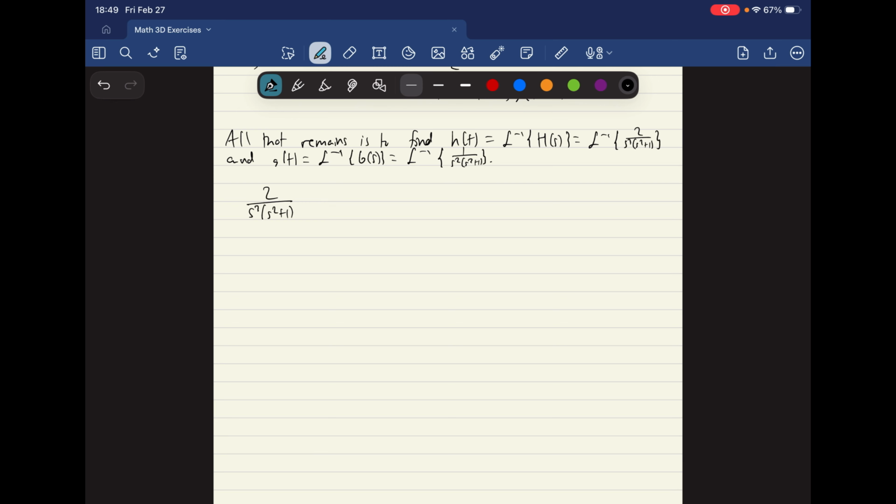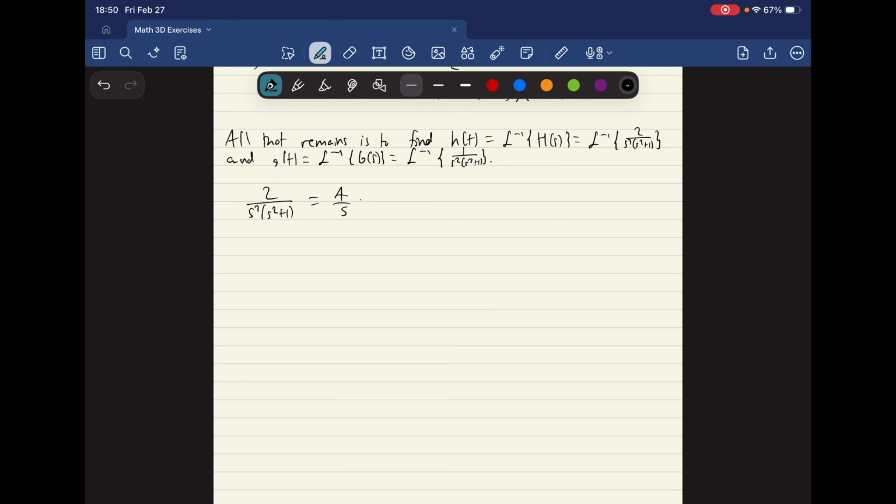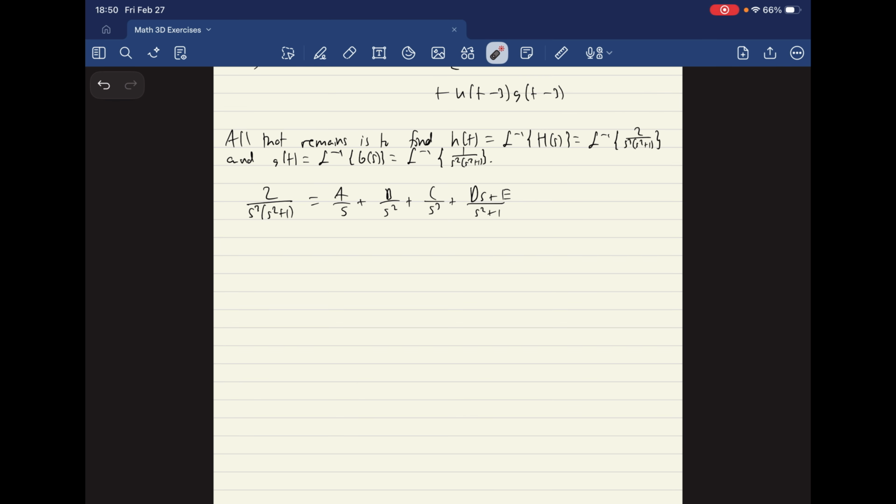And okay, if I do partial fractions, I have this repeated s factor, so I have to account for that. B over s squared plus c over s cubed, and then I have this irreducible quadratic, so I'm going to add ds plus e over s squared plus 1. So I'm adding a linear term instead of a constant.